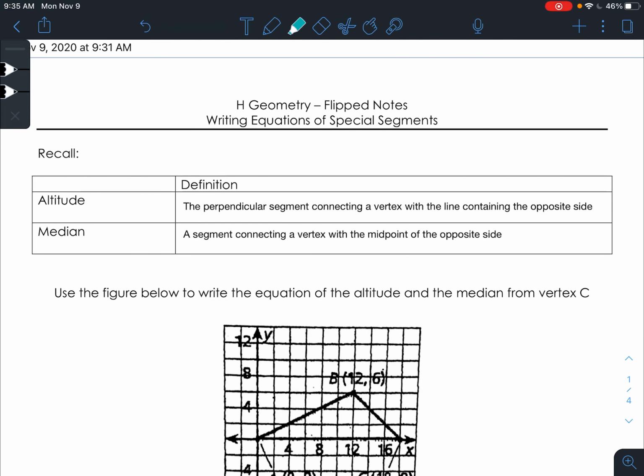All right, so today we are going to be writing equations of special segments, connecting algebra with these geometric ideas. So real quick, as a quick recall, I'm giving you guys the definitions of these geometry terms so that we can apply them when we're trying to write the equations of them.